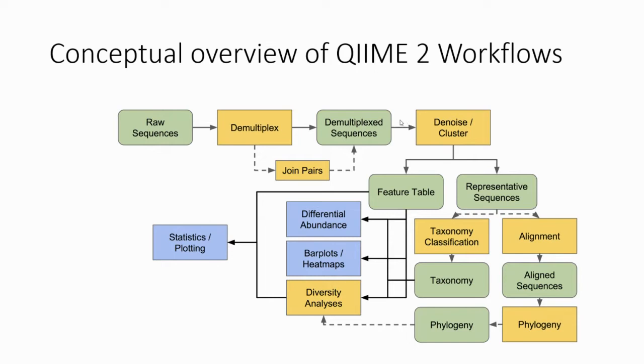So the first process that we need to do is to demultiplex the sequence. Once you have demultiplexed the sequence, then you can join the pairs together to make one full sequence, and then you denoise. Today we will go through this process from here to here.